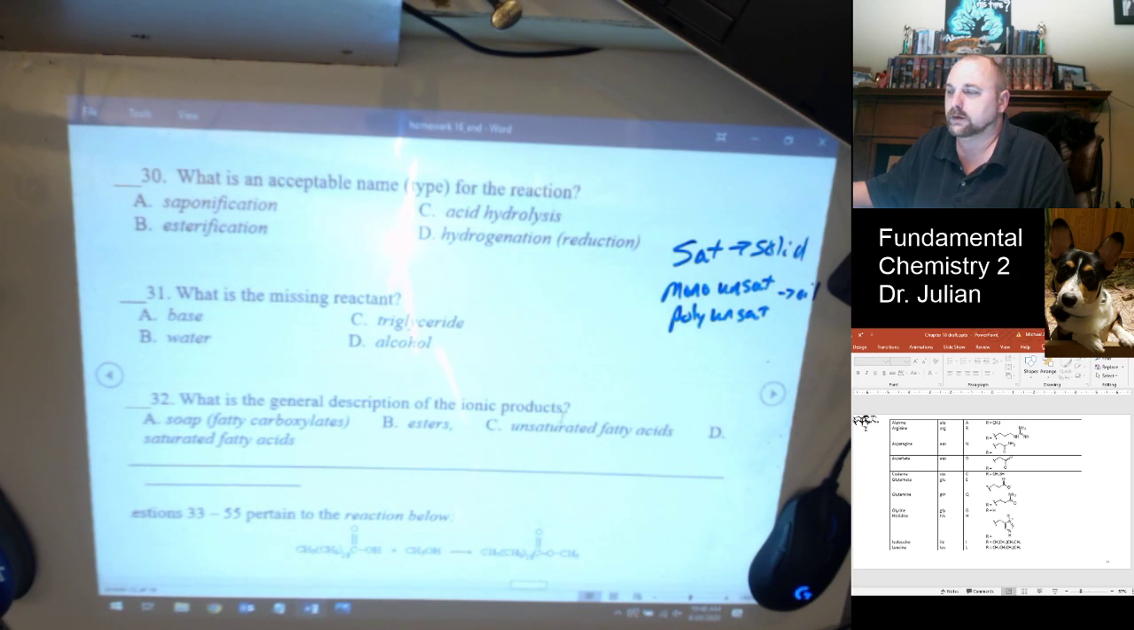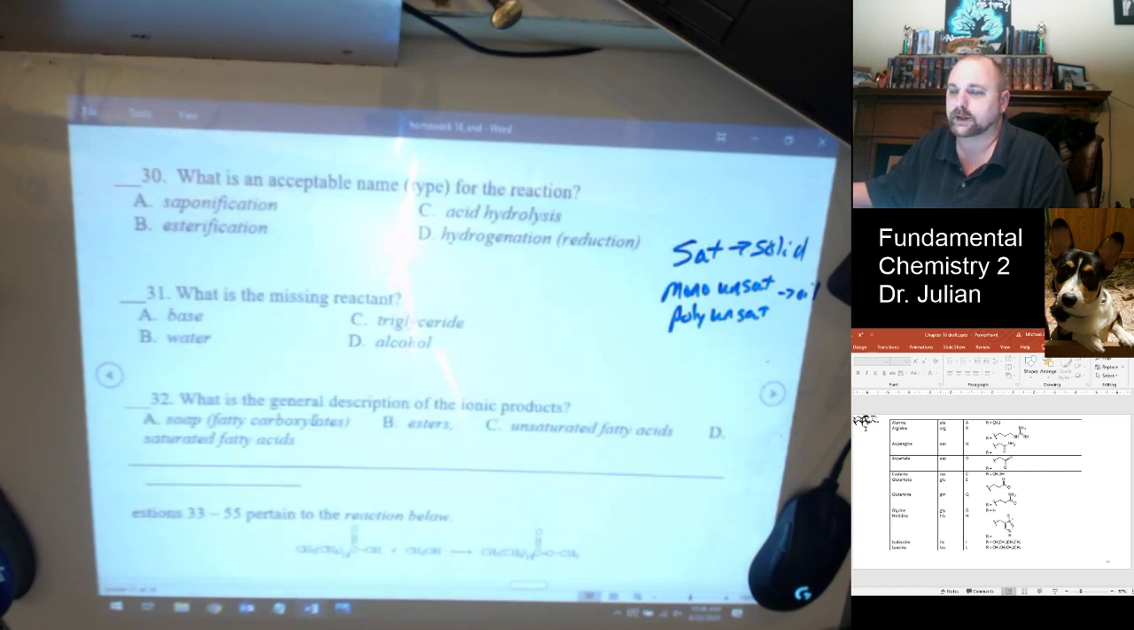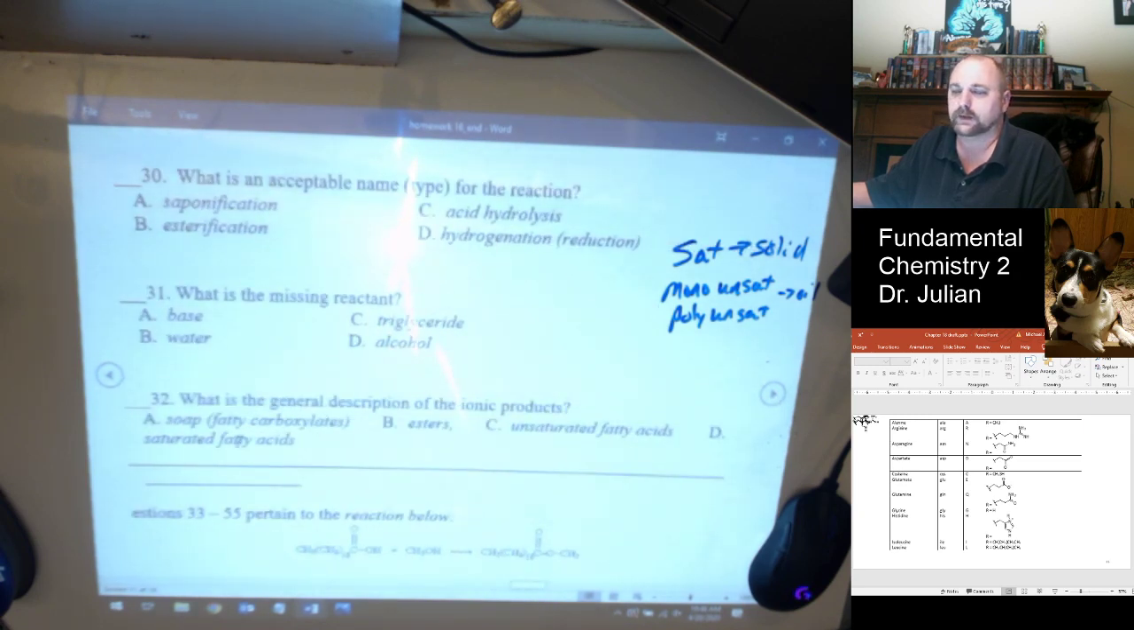Alright. Ionic products. So the ionic products we get over here, that is soap, fatty carboxylates. Then it said esters. Nope, we broke apart. Unsaturated fatty acids? They're all saturated, so that doesn't work. And saturated fatty acids? Well, this is actually soap. This is fatty carboxylates. Okay, and then we're doing this reaction. So we added that. That's an esterification.